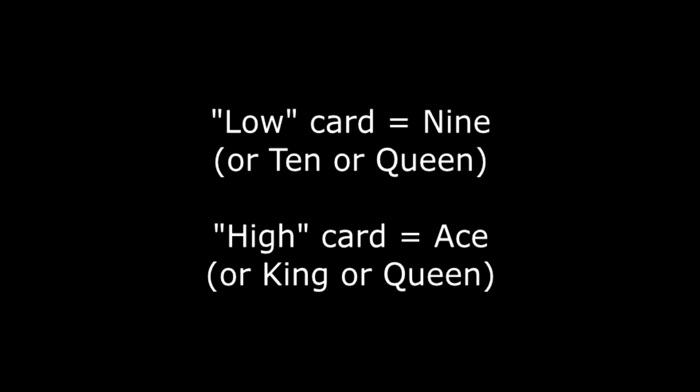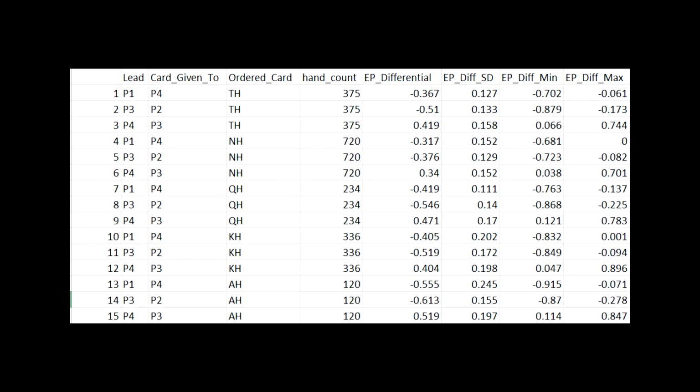More generally, I made a low category that gives the 9 if possible, otherwise the 10 if possible, otherwise the queen if possible. And on the high side, I did the same. Ace, king, queen, in that order. To compare to the base hand, I searched for the corresponding hand with an ordered card, joined on the expected points, and summarized the output in this table.